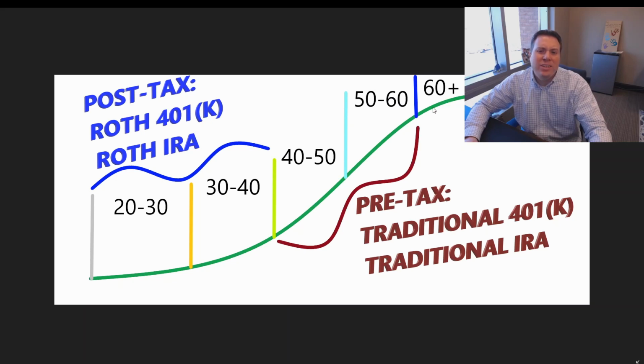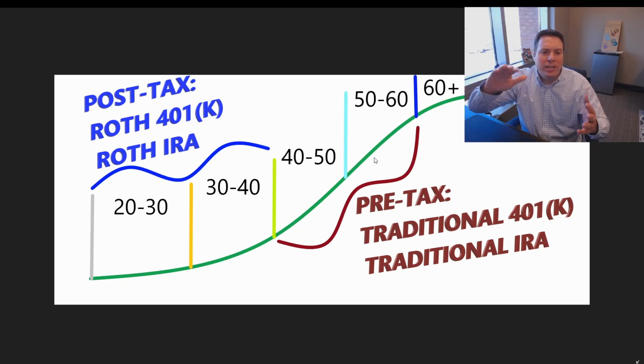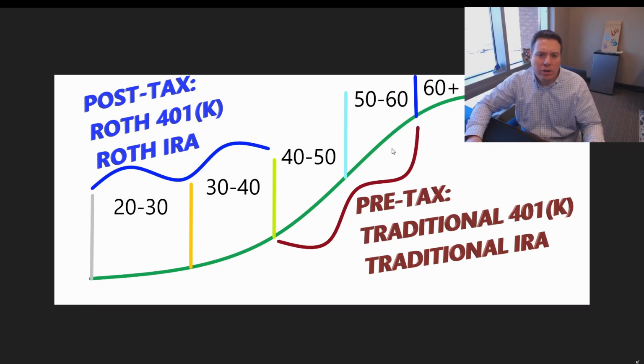And then your 60s on, it really kind of peters out. You may still get some boosts in your income, but not to the extent that you saw back here in your 40s and between 40 and 60.